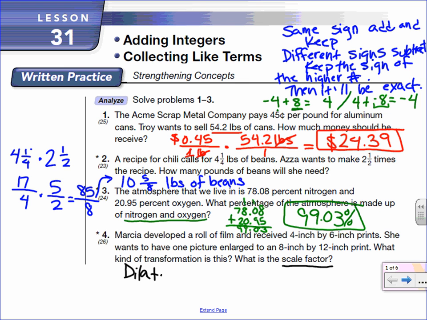And a dilation is a transformation where the new image is either smaller or bigger than the other one. So she's getting a bigger print. And how much bigger is the scale factor? Well, she's going from 4 inches to 8 inches, and to go from 4 to 8 you would multiply by 2. And then just to check, the other one should be the same. To go from 6 to 12, you would also multiply by 2, so the scale factor is 2.